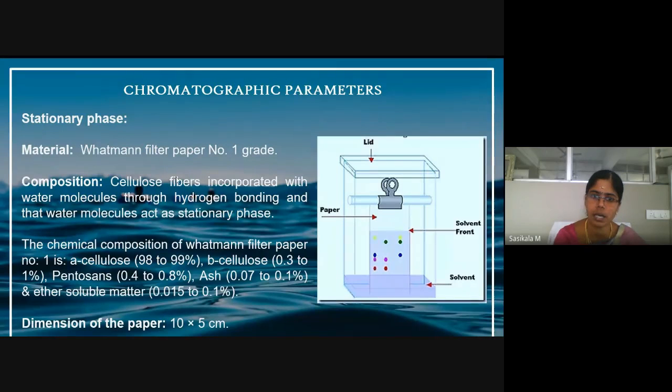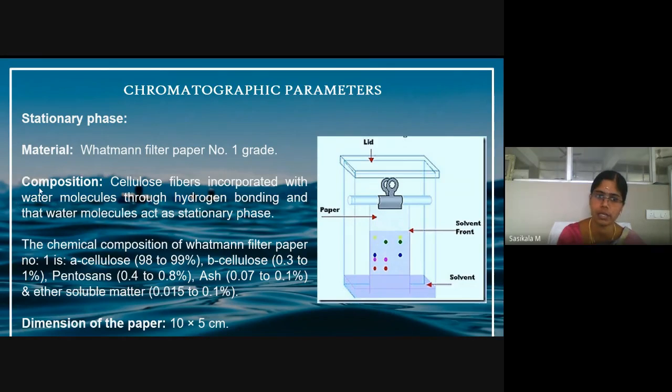How are these water molecules attached to the fibers? Through hydrogen bonding. Water molecule has HOH, so this H will be attached to the cellulose. Cellulose is nothing but a polymer of glucose. Many glucose units combine to form the cellulose polysaccharide. Glucose molecules also have OH groups, right? So water will be attached through hydrogen bonding. Hence the water molecules can be incorporated inside the Whatman filter paper, and these water molecules act as the stationary phase.